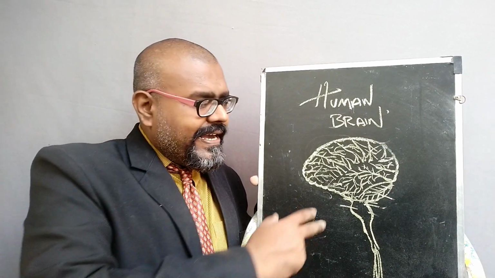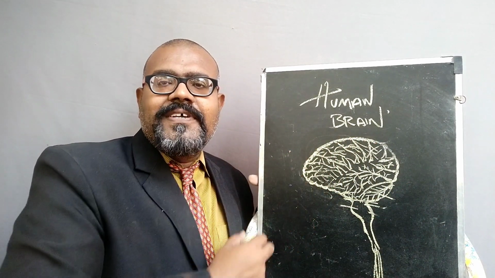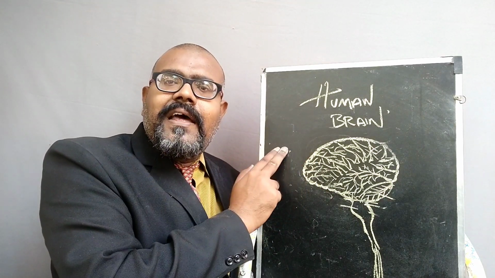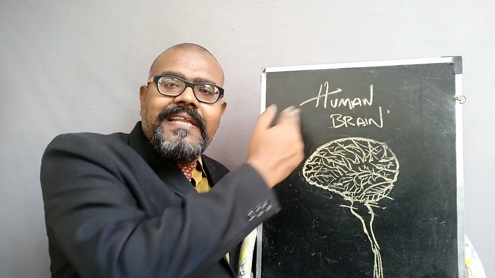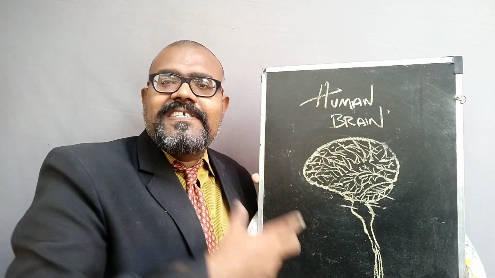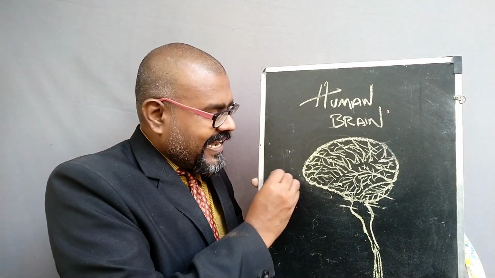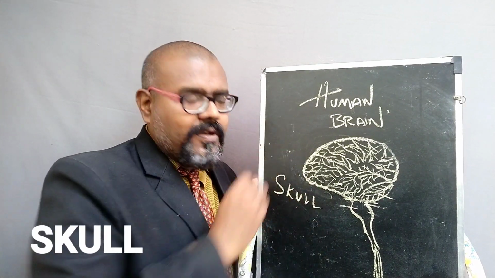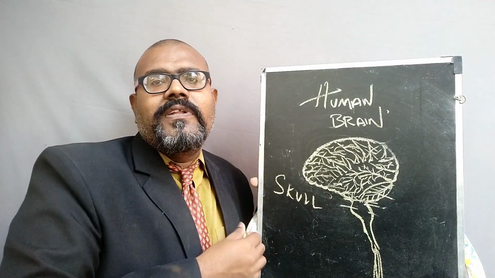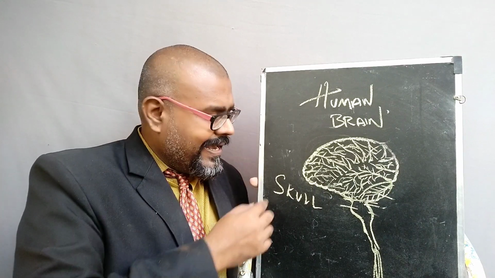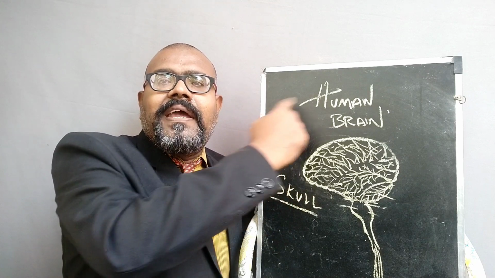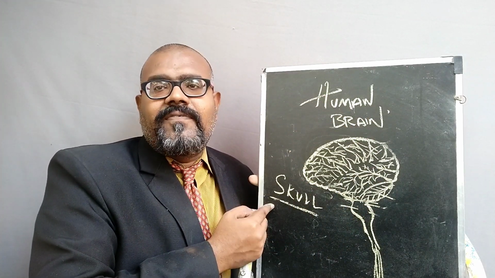Of course, we know all the covering layers of the brain that we studied. The brain is immediately covered by the cerebral cortex, and after that we have three layers called the meninges. All these parts are present inside the strongest bone, one of the strongest bones in the human body, called the skull. This skull covers the brain and gives protection from the external environment.